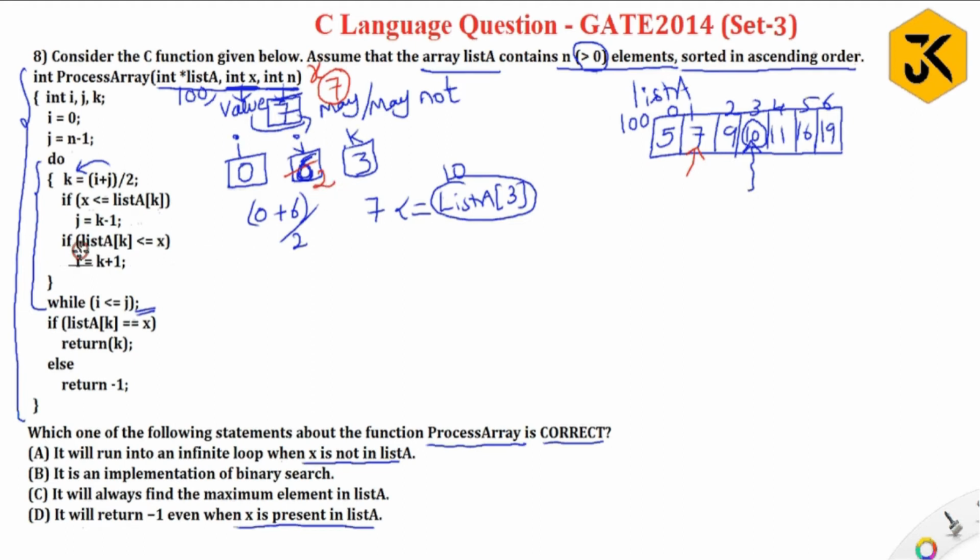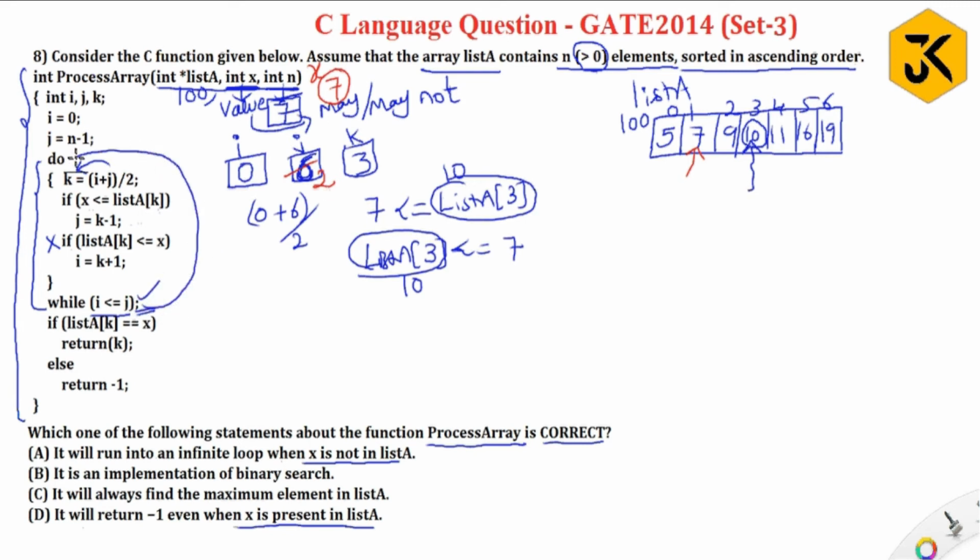Then it is going to execute this condition once again. Is list A of k, which is list A of 3, less than or equal to x? X is 7, and list A of 3 is 10. Is 10 less than or equal to 7? No, the condition fails. Then immediately it executes the condition: is i less than or equal to j? As 0 is less than or equal to 2, the condition is true.